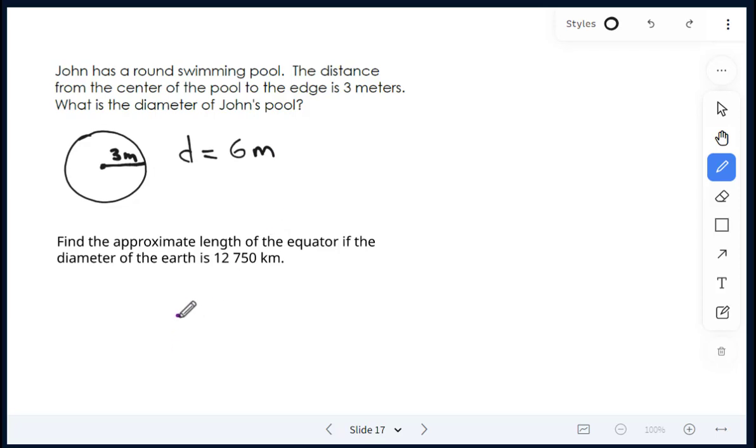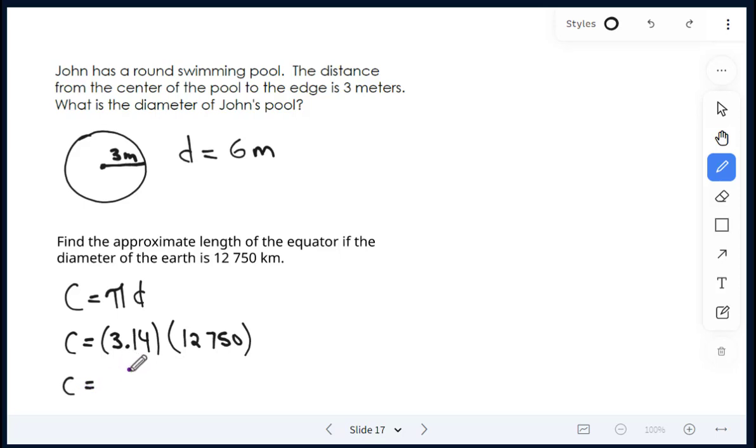Second question, find the approximate length of the equator if the diameter of the Earth is 12,750 kilometers. So we're looking for circumference, and in this case we are given diameter, so I'm just going to use the formula pi d. So 3.14 times the diameter, 12,750 kilometers, and your answer would be 40,035. And it's just kilometers because it's just the distance, right? We didn't solve for area, we just solved for distance. So your units are just kilometers.